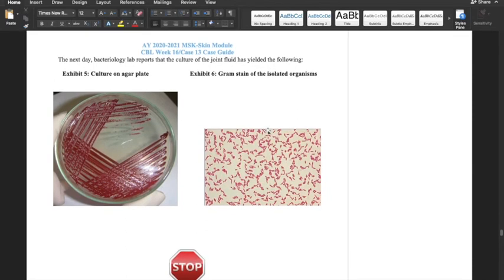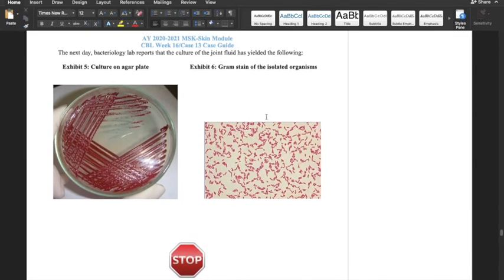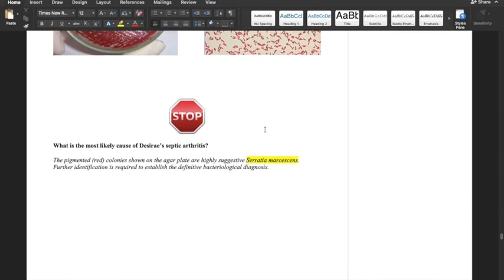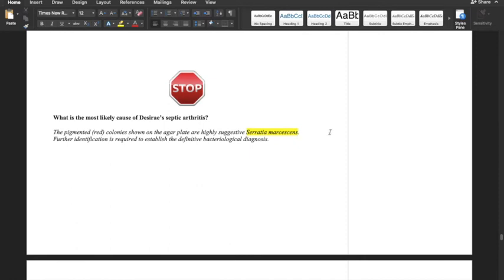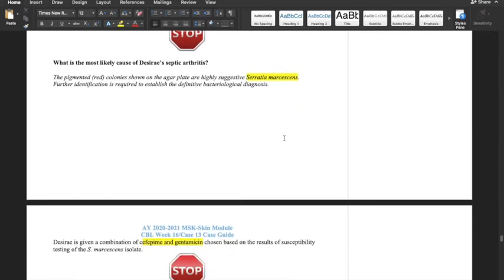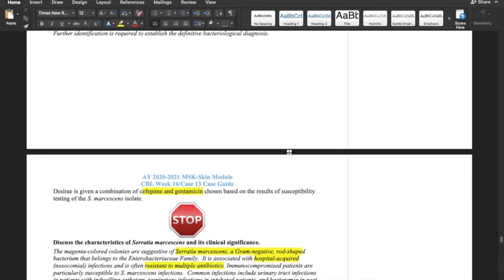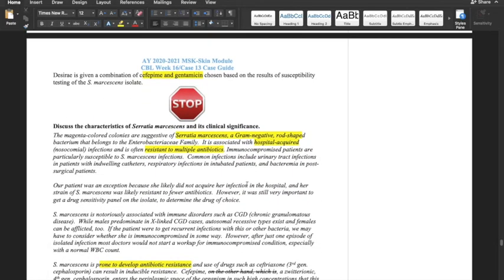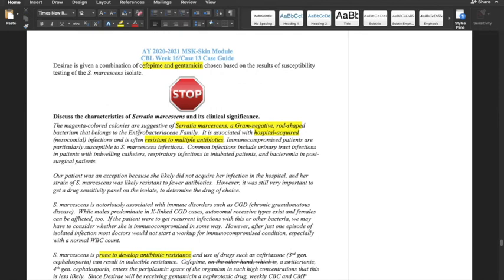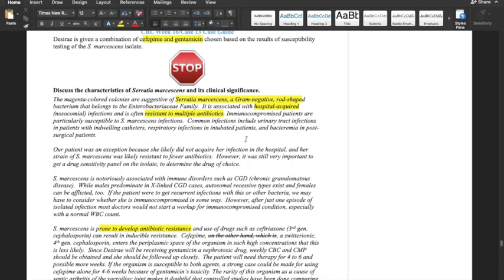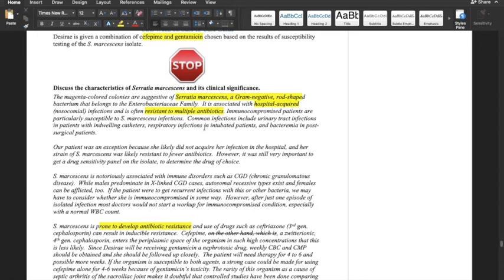So our patient's culture comes back, and you have these gram-negative rods on your culture, and that's quite odd. So this was diagnosed to be Serratia. So the antibiotics were changed to cefepime and gentamicin. So what is Serratia? We've already mentioned it's a gram-negative rod in the Enterobacteriaceae family. Typically, you see it with hospital-acquired infections. It's also traditionally resistant to multiple antibiotics.